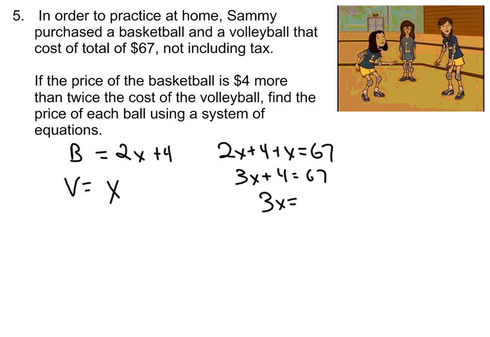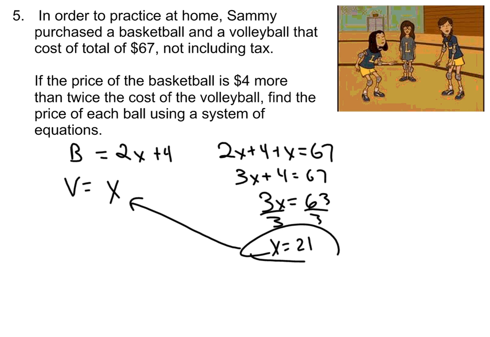3x equals 63. So x is going to equal $21. So what does that mean? That means the volleyball is $21. Double the volleyball plus 4 is how much the basketball cost. So the volleyball is $21. Double that is 42 plus 4, so the basketball is going to be $46.